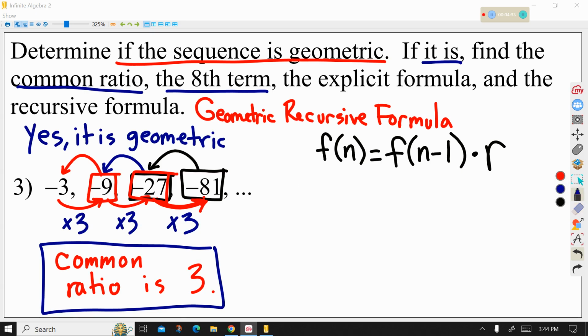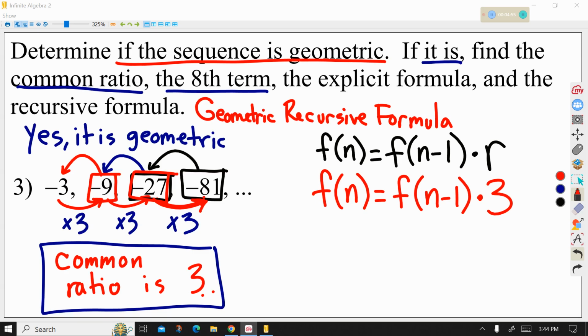So now to finish this up, we want to get our specific formula for this sequence. To get the specific formula, we only have to substitute in the value of r. Our common ratio in this case was 3, and so I'm going to put times 3. So this is our recursive formula. That'll work for now.